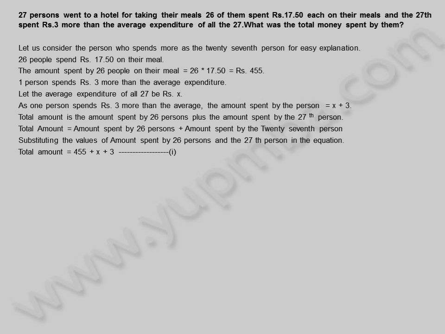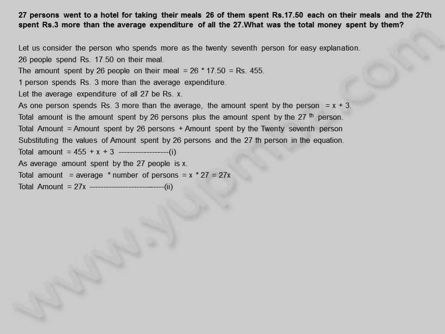Total amount is equal to 455 plus X plus 3, keeping this as equation 1. As average amount spent by the 27 people is X, total amount is equal to average into number of persons is equal to X into 27 is equal to 27X. Total amount is equal to 27X, keeping this as equation 2. Forming an equation equating the total amount in equation 1 and equation 2.